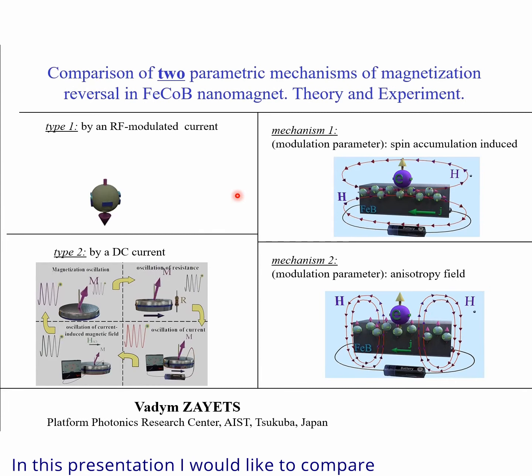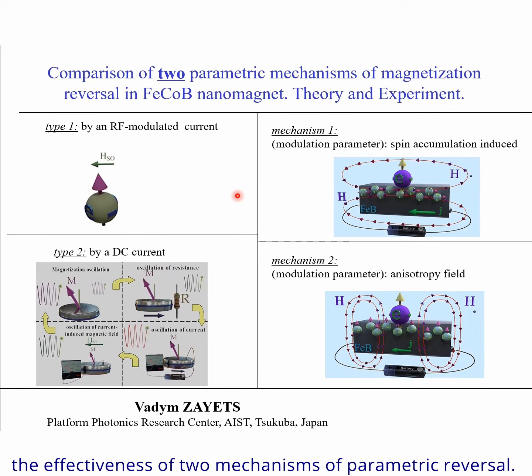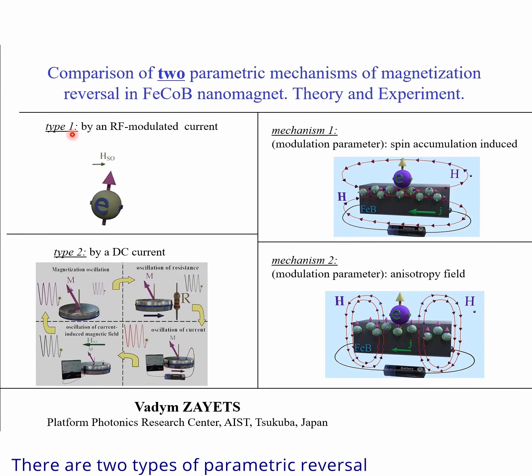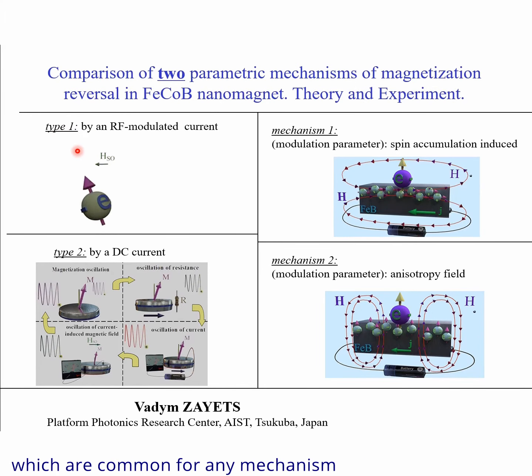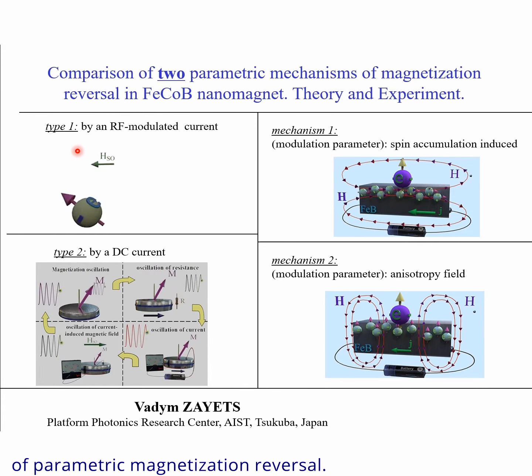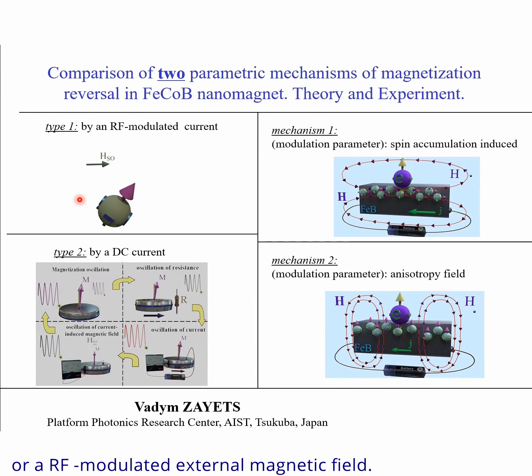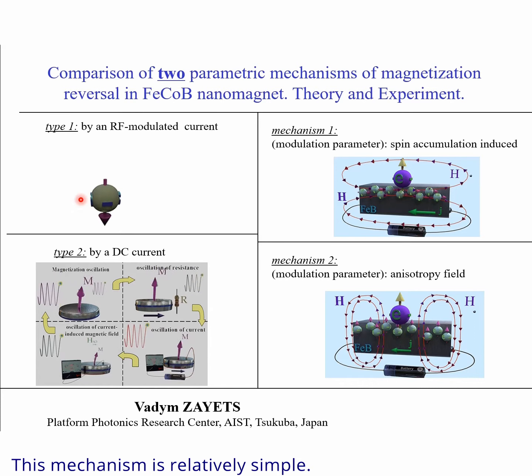In this presentation, I would like to compare the effectiveness of two mechanisms of parametric reversal. There are two types of parametric reversal which are common for any mechanism of parametric magnetization reversal. The first type is by RF modulated current or RF modulated external magnetic field. This mechanism is relatively simple.